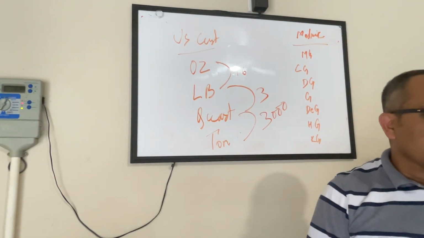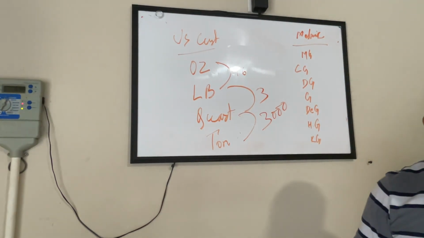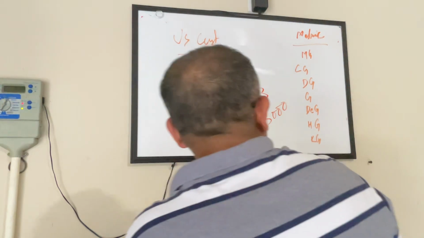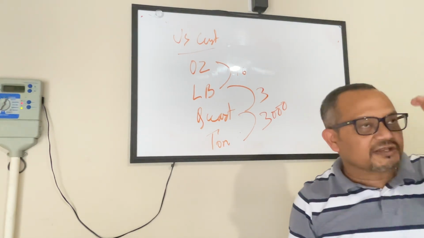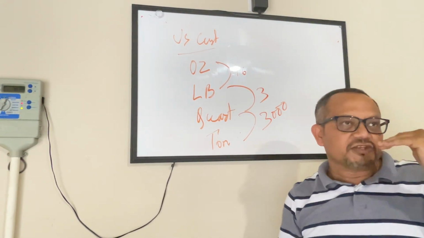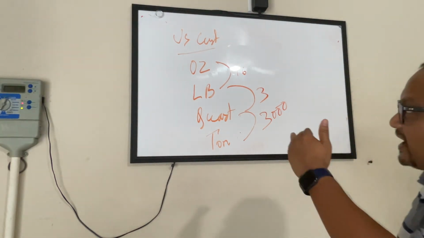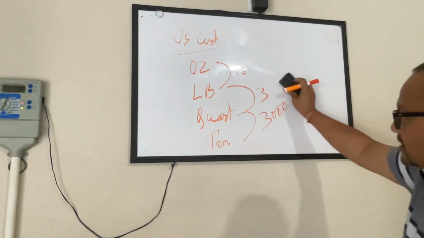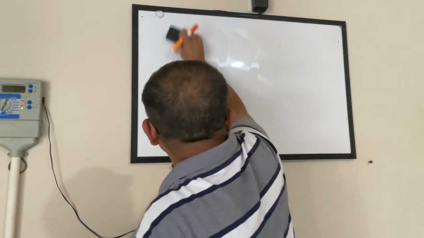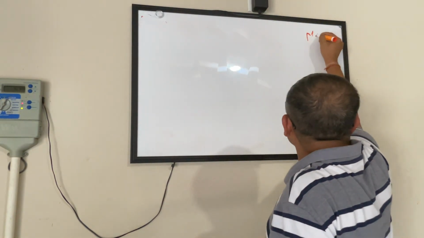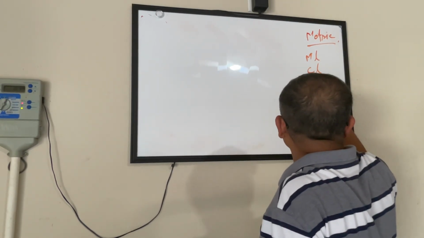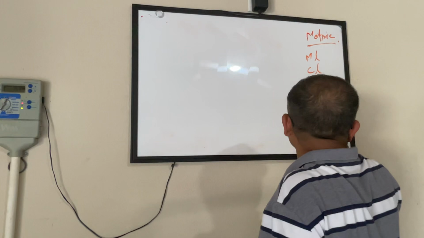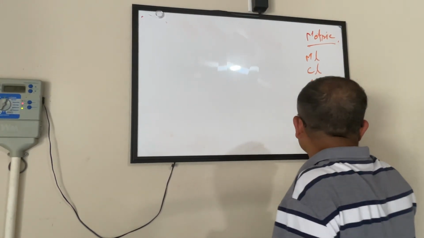Now let's go to the volume. We have looked at weight and distance. In distance we saw how inches, foot, yard and miles are related. And in weight we saw ounce, pound, quart and ton being related. Now let's look at volume, where the metric system again has milliliter, centiliter, deciliter, liter, decaliter, hectoliter, kiloliter.